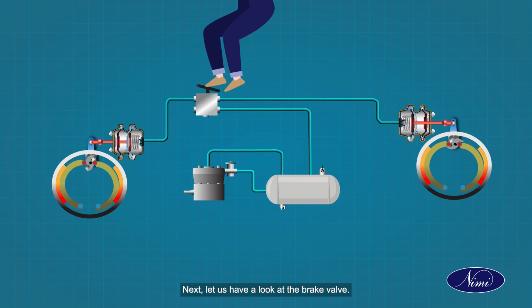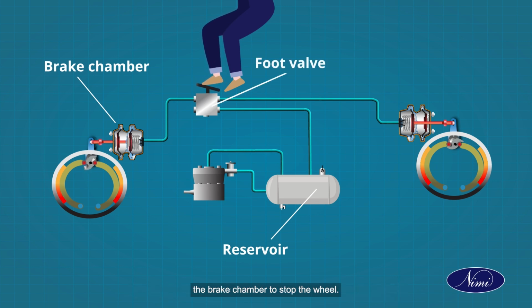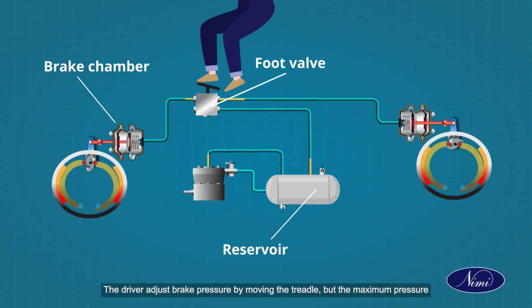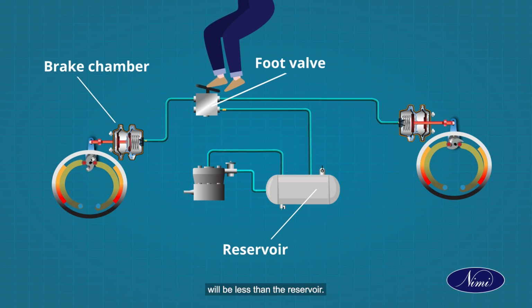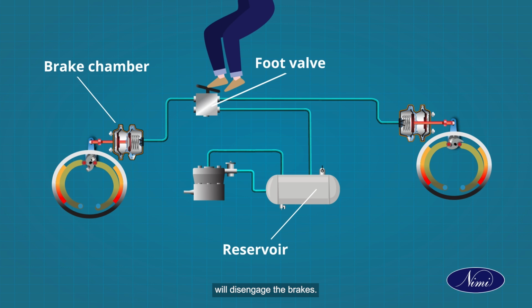Next, let us have a look at the brake valve. The foot valve draws compressed air from the reservoir and sends it to the brake chamber to stop the wheel when the driver applies the brake. The driver can control the amount of air supply by applying the required pressure on the brake treadle. The driver adjusts brake pressure by moving the treadle, but the maximum pressure will be less than the reservoir. Releasing the treadle will disturb the airflow and then will disengage the brakes.